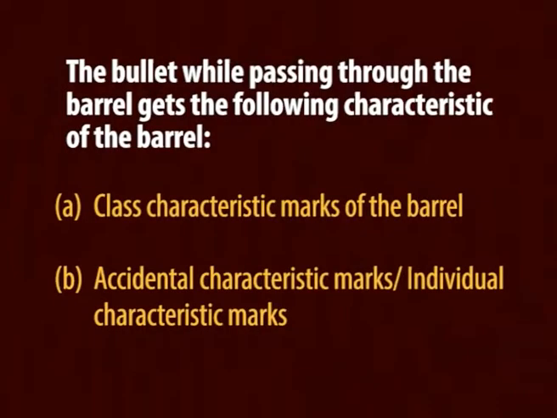The object under the left hand microscope, say the evidence bullet, is seen in the left half of this optical field, and the object under the right hand microscope, say a test bullet, is seen only in the right half of the field. Let us come to the examination of bullets. A bullet is a projectile which is fired from a rifle weapon and is a part of rifle cartridge. The bullet, while passing through the barrel, gets the following characteristic of the barrel: class characteristic marks of the barrel, accidental characteristic marks or individual characteristic marks.